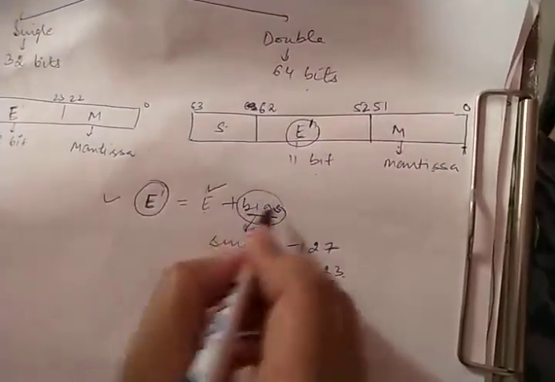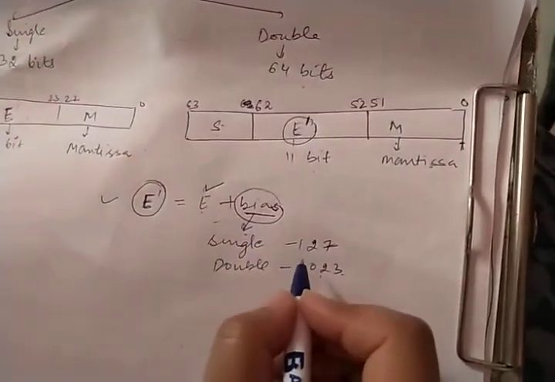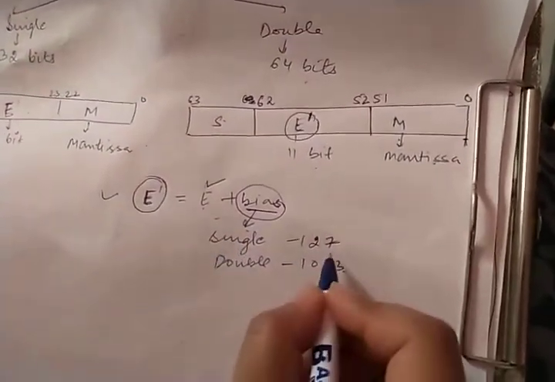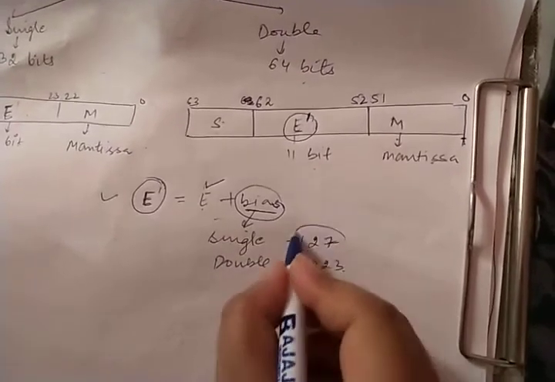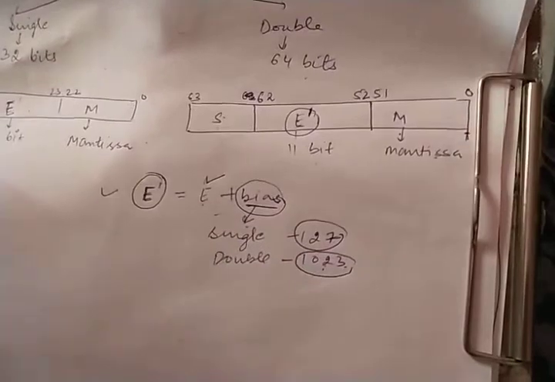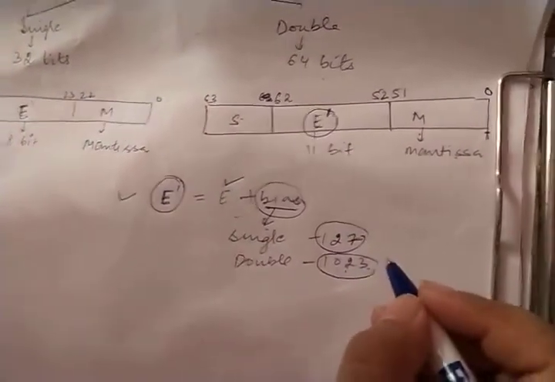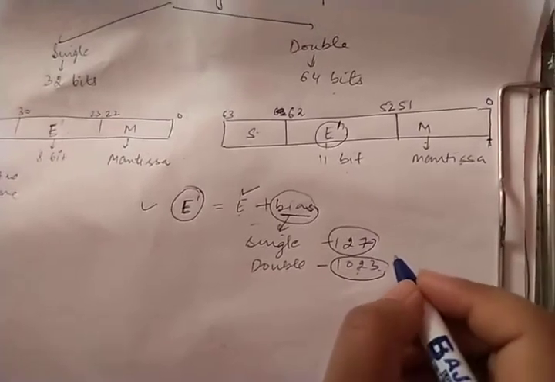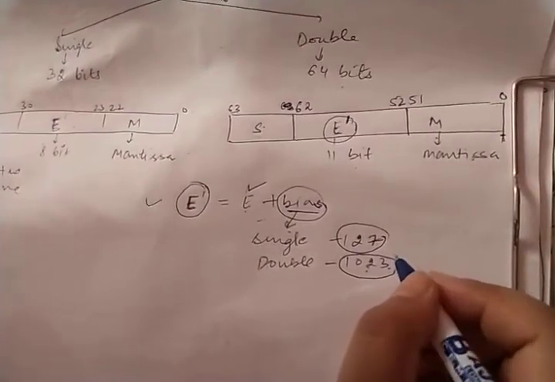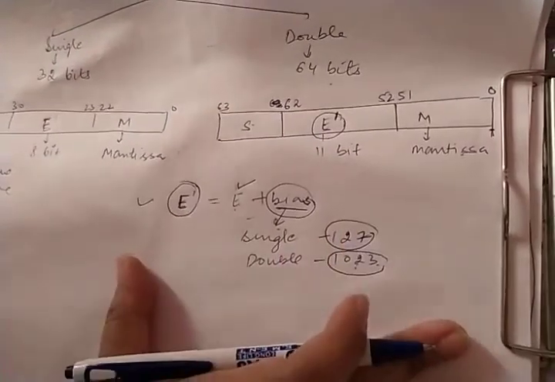This bias, which is going to be added in both single and double precision, is actually a fixed value. For single precision, we are going to add the value 127, and for double precision we are going to add the value 1023. Now how this is added and how it results in E dash, which is known as the modified exponent, we will see when we solve the numerical. So for this, let's take an example.